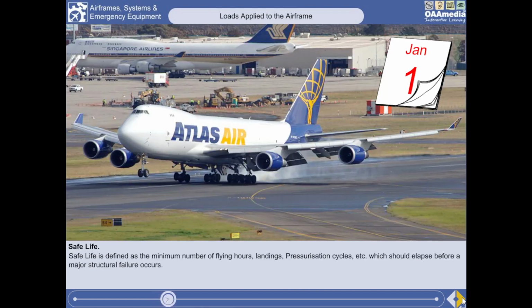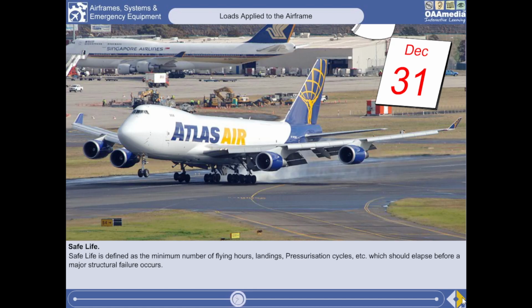The safe life of an aircraft structure is defined as the minimum life during which it is known that no catastrophic failure will occur. All critical components have a safe life, which may be measured in flying hours, landings, pressurization cycles, or even on a calendar basis. After the permitted safe life count has been reached, the relevant item is replaced or overhauled.